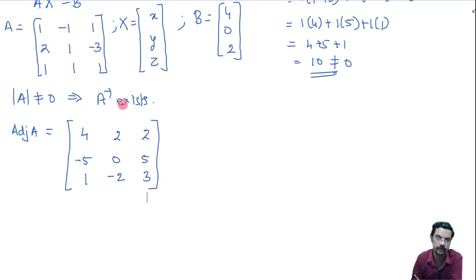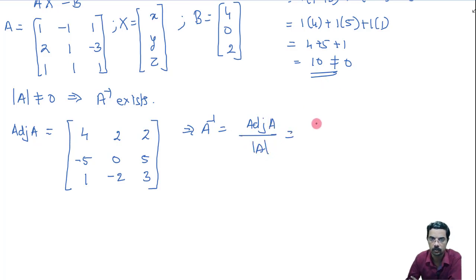Okay, adjoint of A is ready, and same way we have the determinant of A which is not equal to 0. Therefore, this implies A inverse equals adjoint of A divided by determinant of A. Okay, so that can be done. So 1 by 10 into this adjoint. So I shall copy and paste it there.